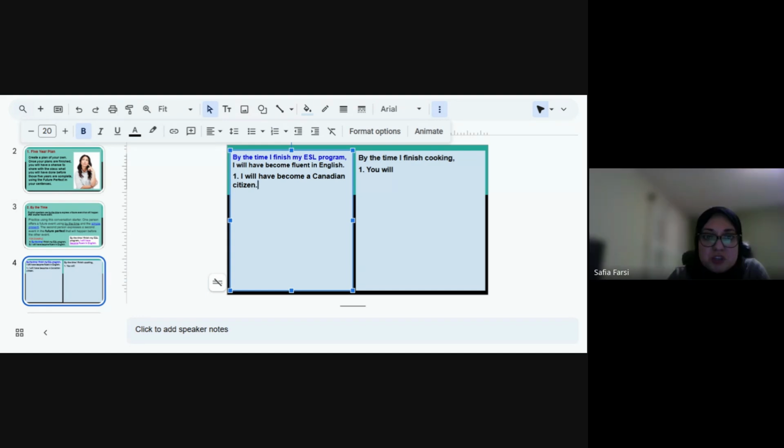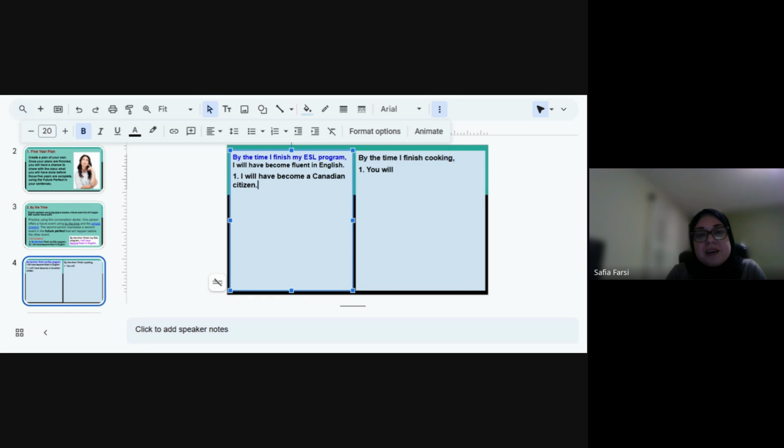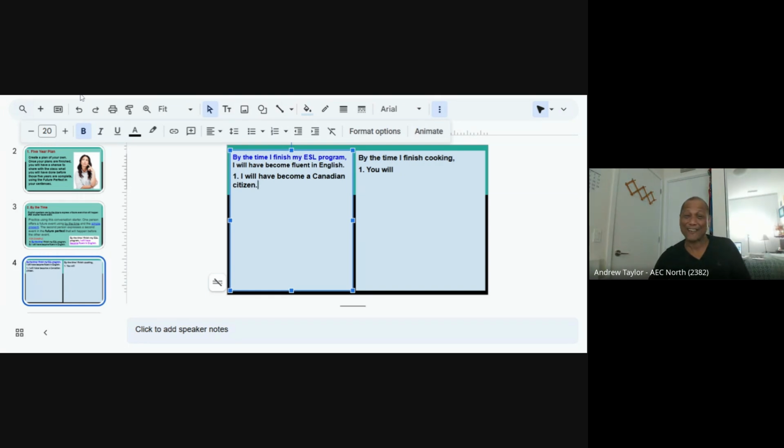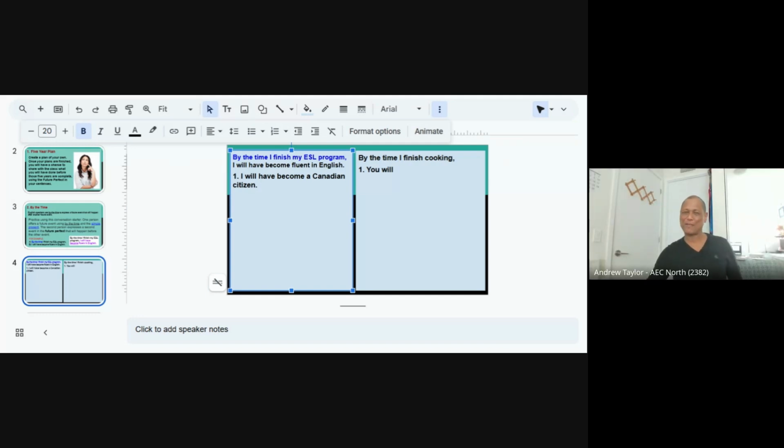By the time I finish my ESL program, I will have become a Canadian citizen. Okay, more drama. You say, I will have become a Canadian citizen. Make it like you believe in it. Okay, go one more time. By the time I finish my ESL program, I will become a Canadian citizen. You see, Safia, it's better, right? But you forgot have. You forgot have, Mamma Mia. Okay, can you repeat it one more time? Because Mo is listening.